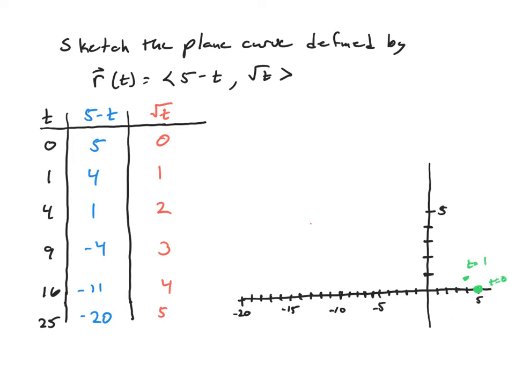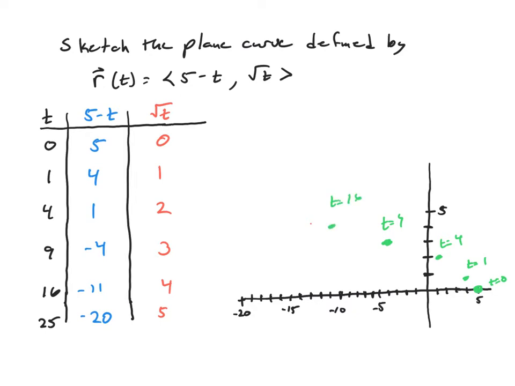There's t equals 0. At t equals 4, I'll be at the point 1, 2. So there's t equals 4. At t equals 9, I'll be at the point negative 4, 3. So negative 4, 3 is about right there. At t equals 16, I'll be at negative 11, 4. So I'll be right around here.